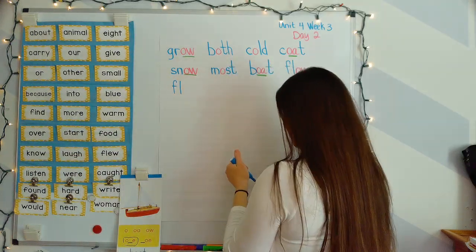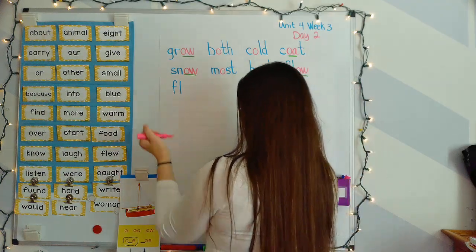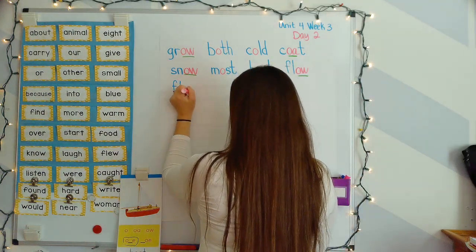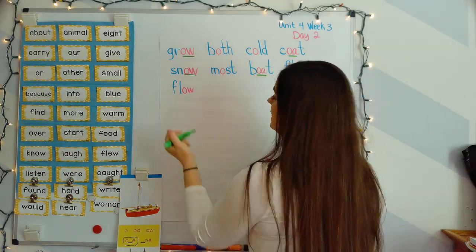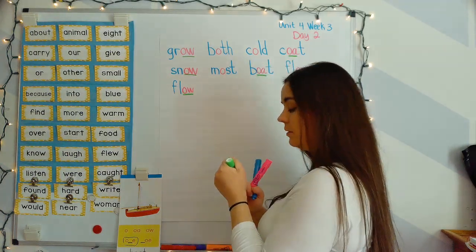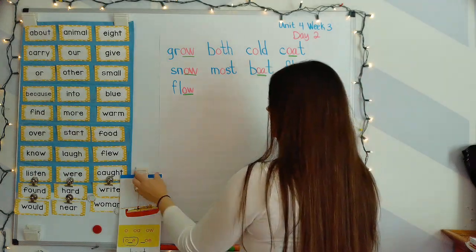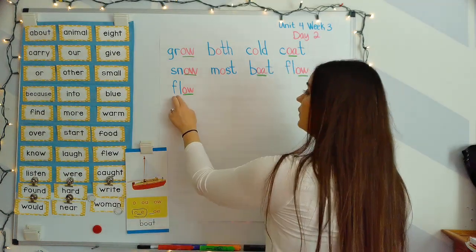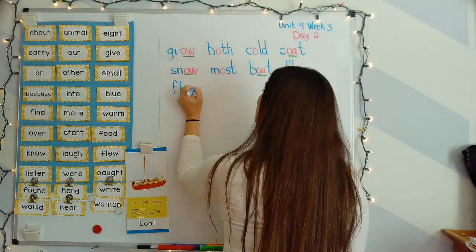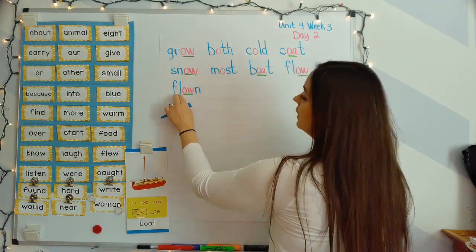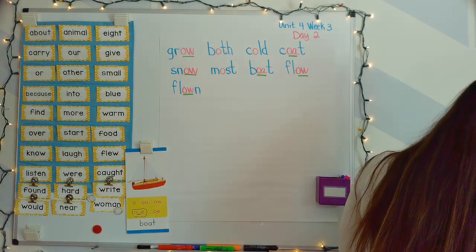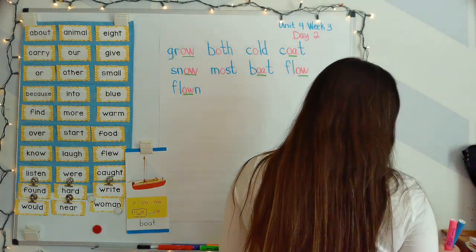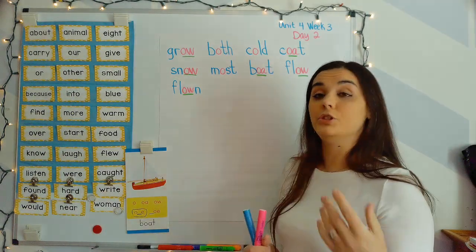FL. Full. And just like the word flow, this word flown is an example of OW, those two letters working together to say that long O sound. Full-own, flown. They flew across the field.